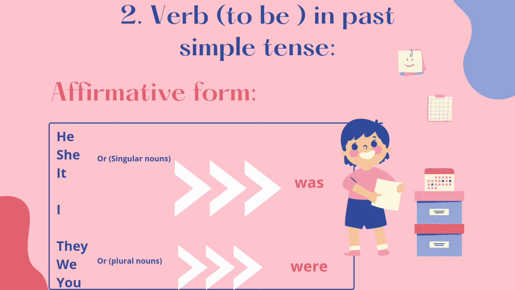Now we will learn verb to be but in the past simple tense. First, we have the affirmative form, which is with the subjects he or she or it or any singular noun, we use was. And also with I, we use was. But with they or we or you or any plural nouns, we use were.